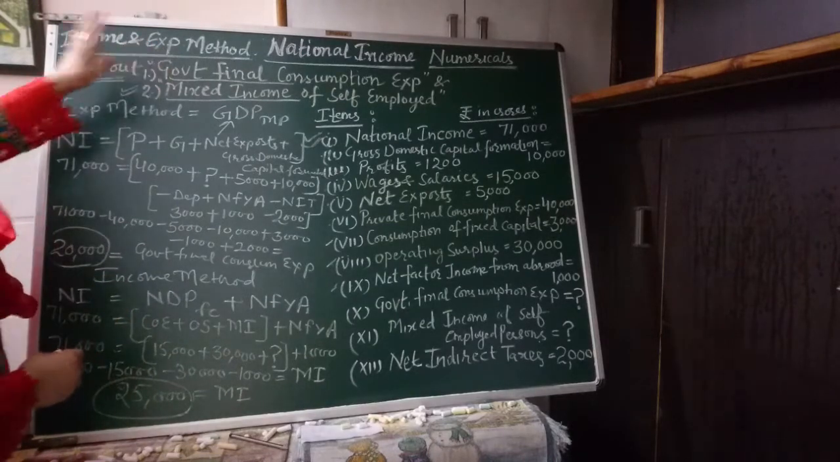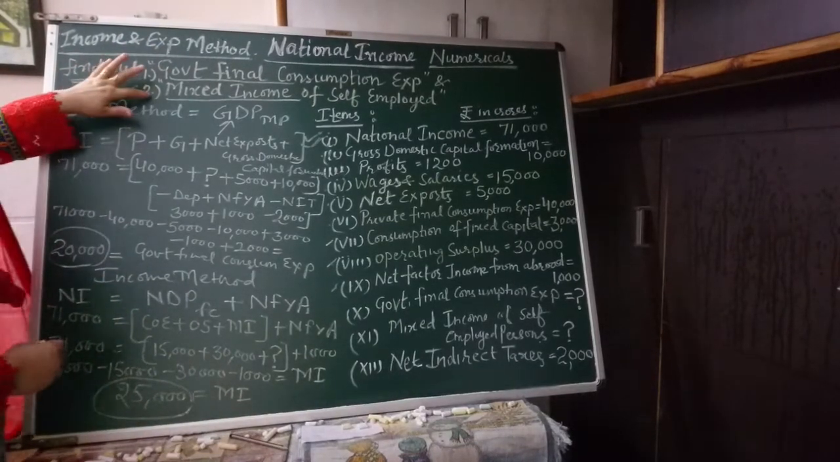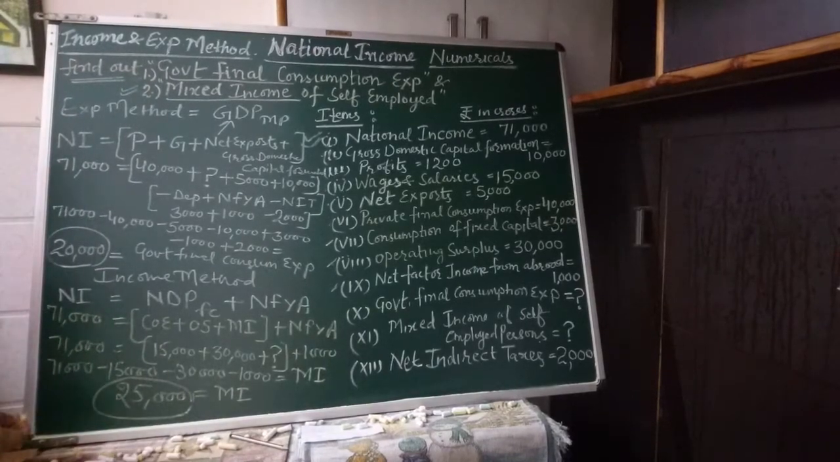So government final consumption expenditure answer is 20,000 and mixed income of self-employed persons answer is 25,000.